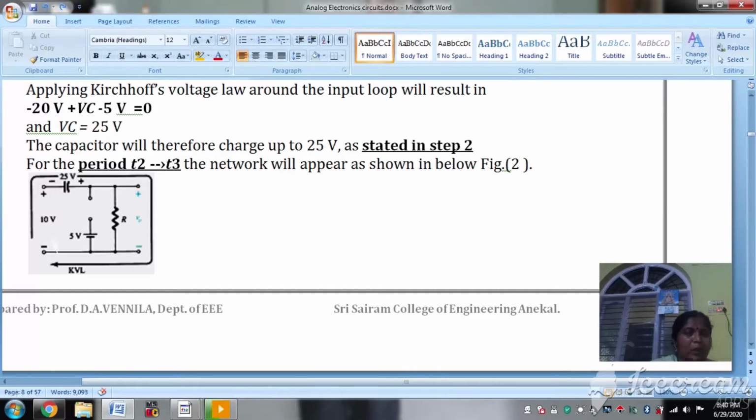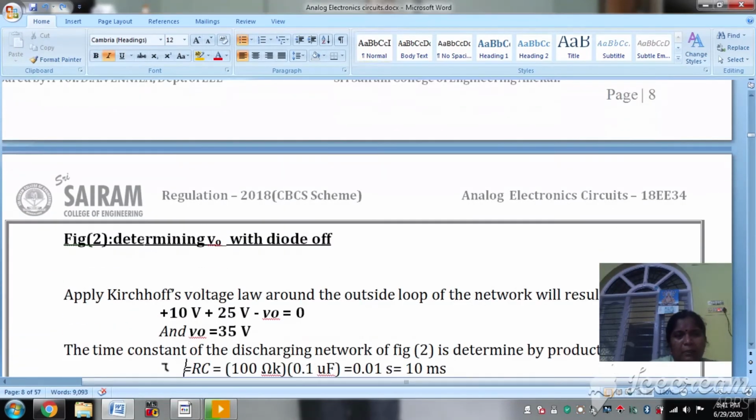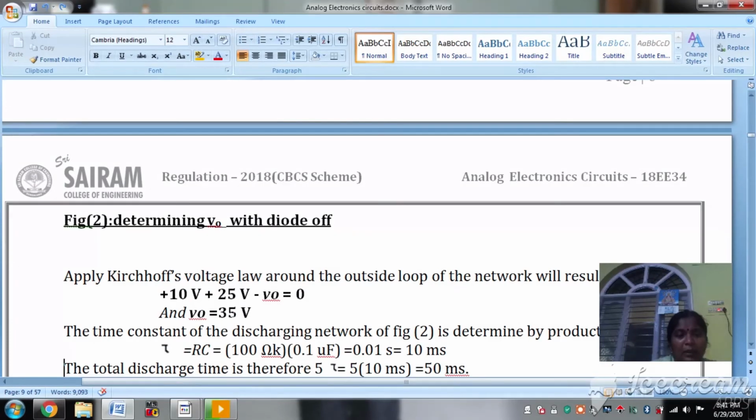So I'm going to apply Kirchhoff's voltage law during time period T2 to T3, that is plus 10 volt, plus 25 volt, minus V0. Totally, how much is it? 35 volt. During the positive cycle your output voltage is 35 volt, and during the negative cycle your output voltage is 5 volt.